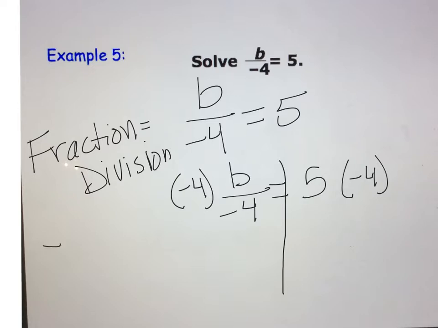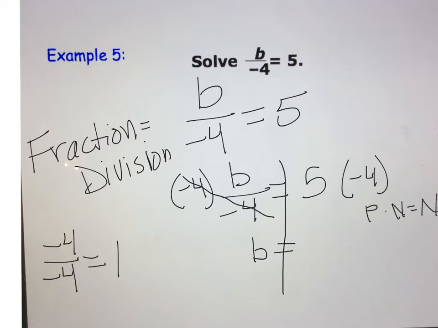So again, a negative 4 in the numerator and a negative 4 in the denominator, when you're multiplying, will equal 1. So these will cancel each other out. There's that slash that looks like a 1. That's going to leave me with a 1b, which is the same as b. We saw that in the last examples. On this side, 5 times negative 4, I know that a positive times a negative equals a negative. So this will equal a negative 20. So my solution, b is equal to negative 20.